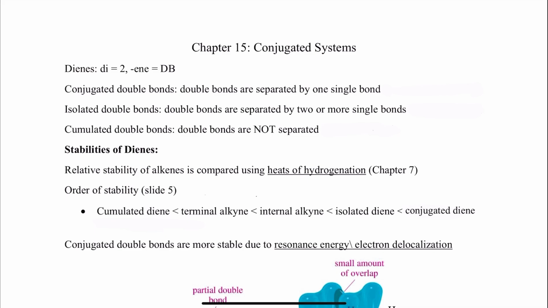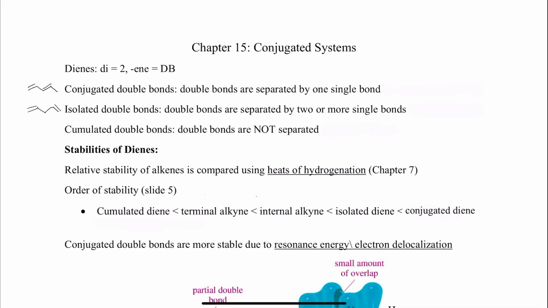So conjugated double bonds is whenever we have a compound and our double bonds are separated by only one single bond. An example of this would be 1,3-pentadiene. We see that our compound is separated by only one single bond at the carbon 2 position. Whereas isolated double bonds are going to be separated by two or more single bonds. An example like this would be 1,4-pentadiene.